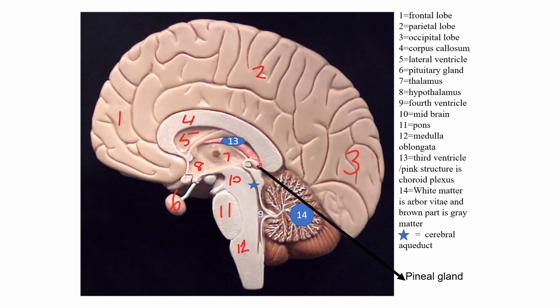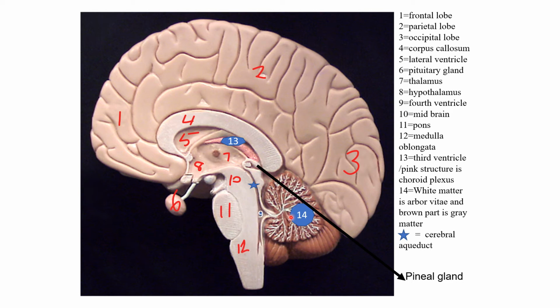And there's actually another gland back here known as the pineal gland. And this is the one that makes melatonin, the chemical that helps you go to sleep. The three regions of the brainstem: we've got the midbrain, the pons, and the medulla oblongata.